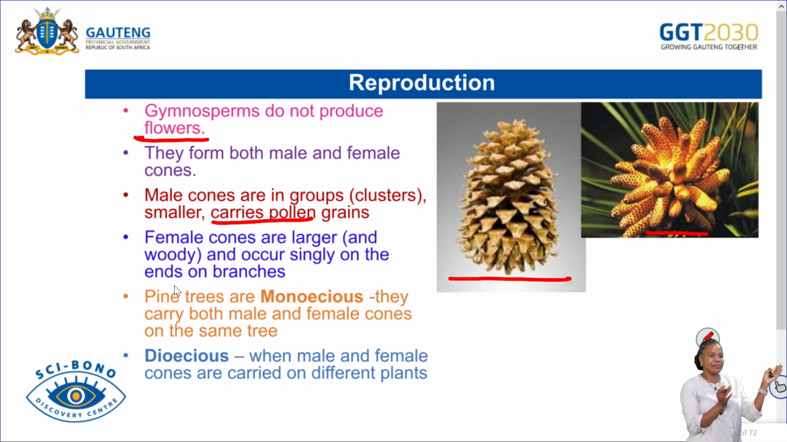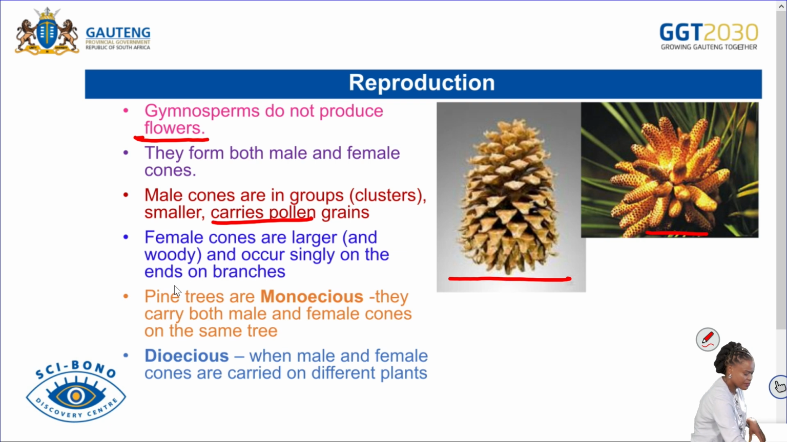However, the female cones are larger and woody. And then what does that mean? It means that they occur singly on the end of the what? Of the branches. I just brought only one example of what? Of a cone. So this is an example of a female cone, and then it will always be bigger than what? Than a male cone. So this is an example of a cone.